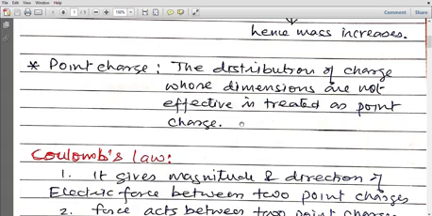Why are we taking this concept? Because if a charge distribution has dimensions, then its distance of one charge from different points will be different. So in Coulomb's law, we measure the distance between two charges and it should remain constant. So we consider the charge as a point charge.